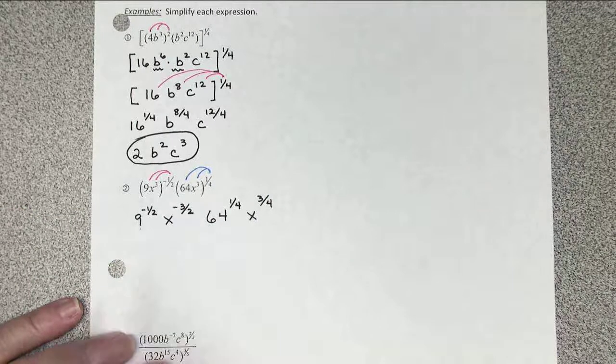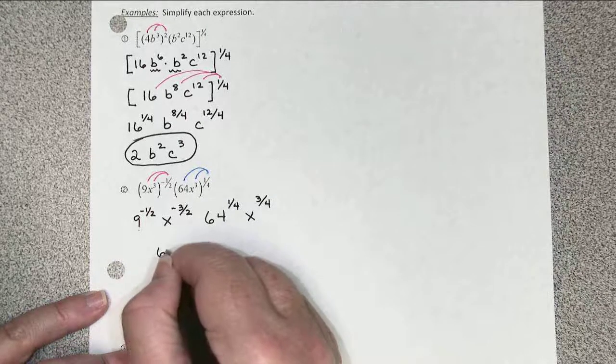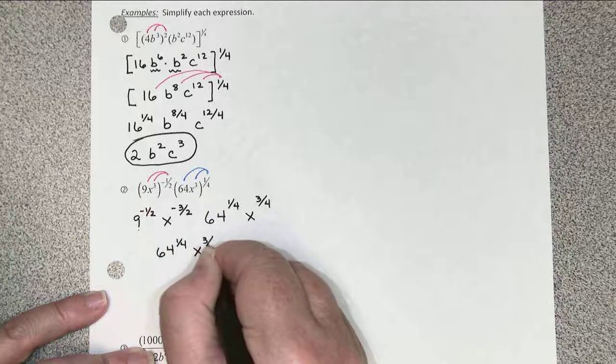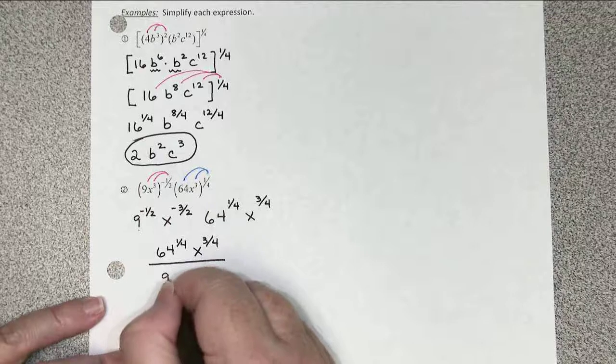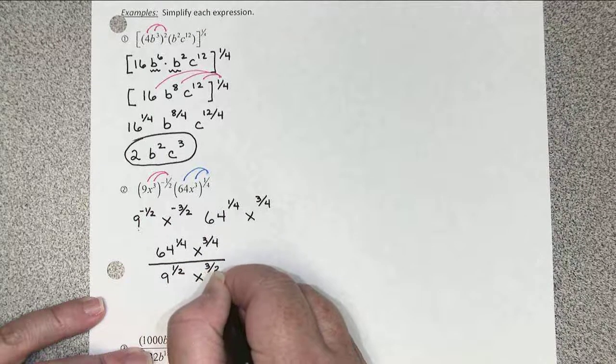Both of these factors have negative exponents, so I'm going to move them to the denominator. These two, the 64 to the 1/4, and the x to the 3/4, will stay on top. And then 9 to the 1/2, and x to the 3/2 will go to the bottom.